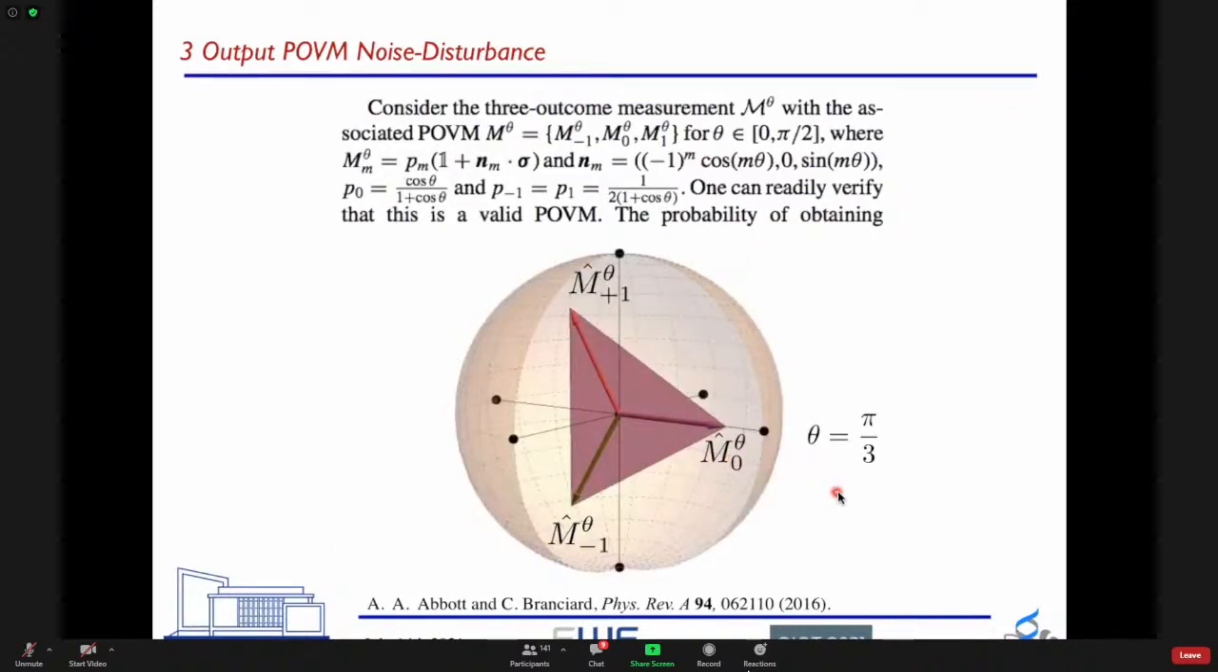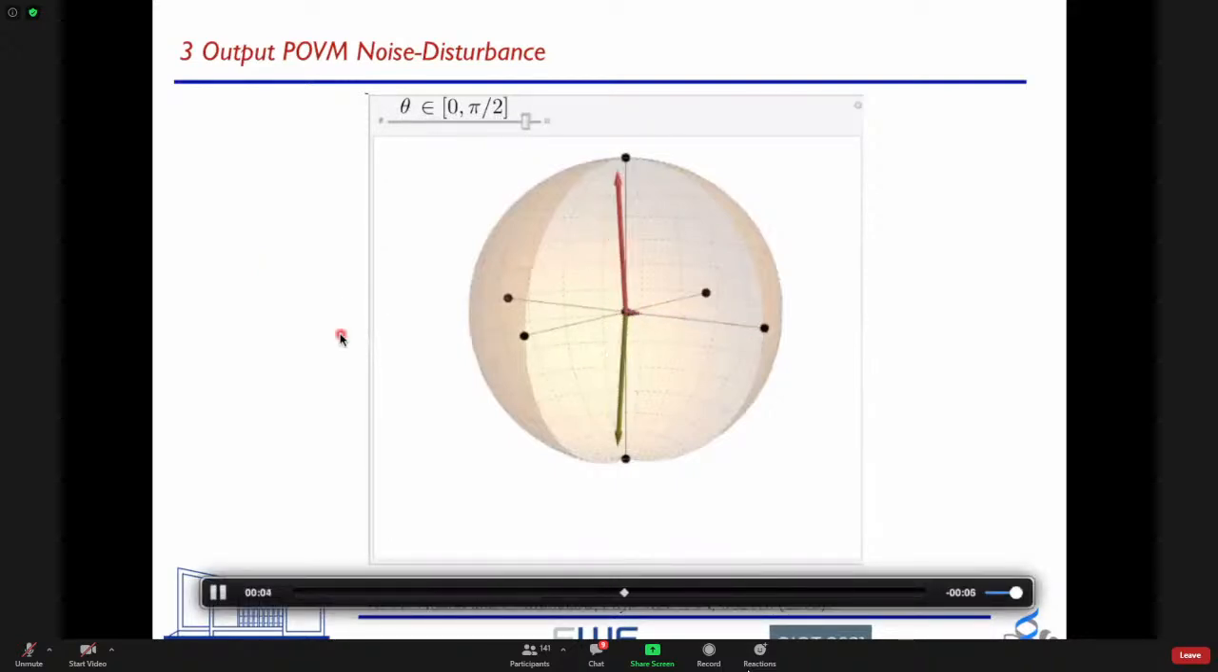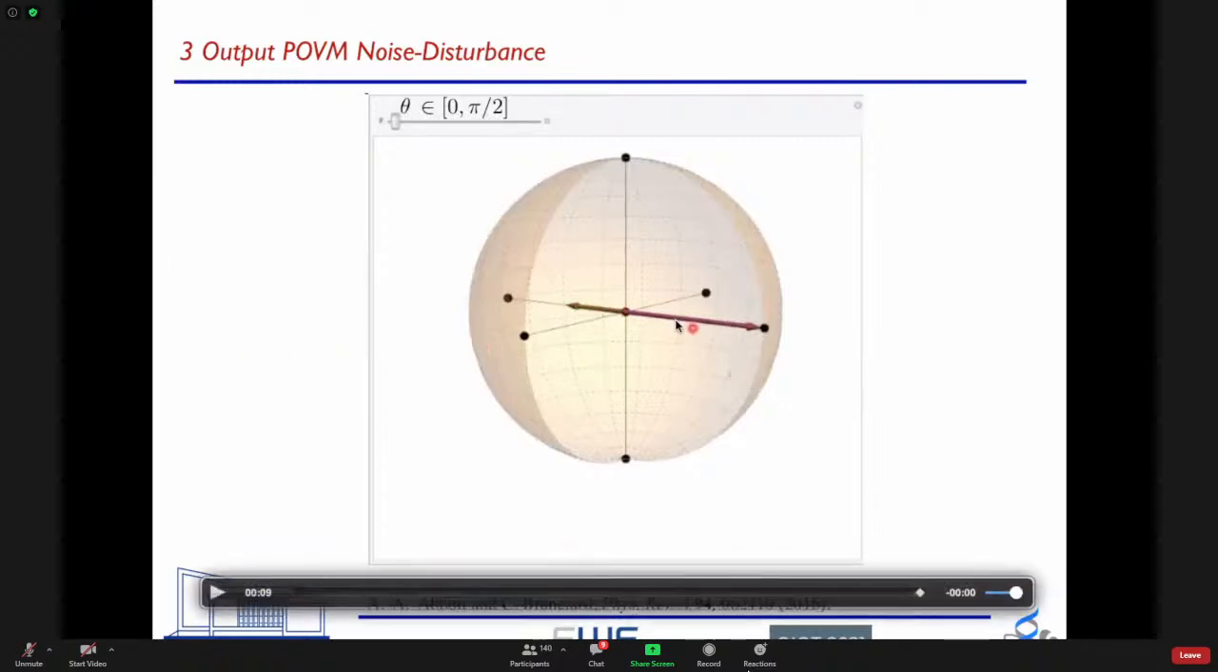So the proposed 3 output POVM can be illustrated like this. It has somehow a measurement direction, and it has a weighting. So it's, again, somehow a decomposition of a projector together with a weighting function. And I can show you a simple movie of it. So you see the 3 arrows represent the 3 POVM elements. And you see for 0 and pi half, you get a projective measurement in X and in C direction.